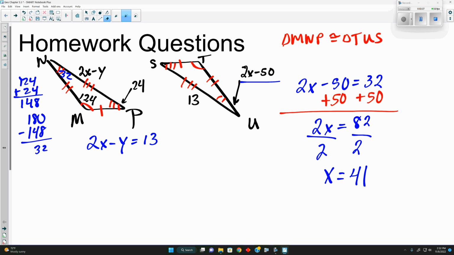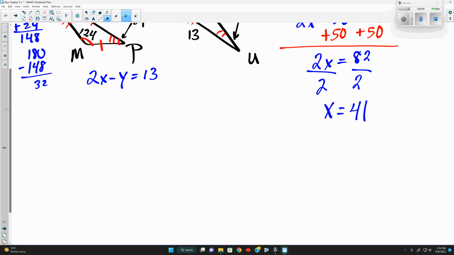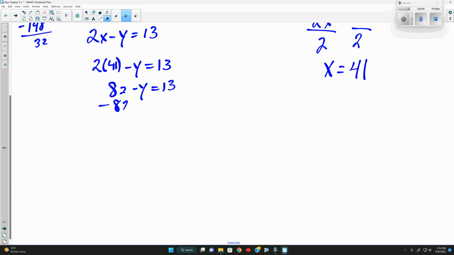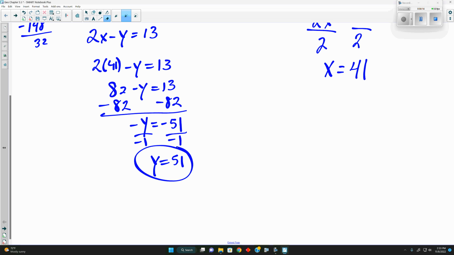X and y. So that means over here, we can say 2 times 41 minus y is 13. Well, 2 times 41 is 82. At this point here, we can subtract 82 from both sides, telling us negative y is equal to negative 51. Divide both sides by negative 1, and y is 51, x is 41.